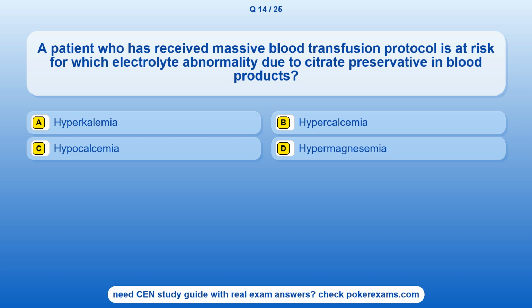Question 14. A patient who has received massive blood transfusion protocol is at risk for which electrolyte abnormality due to citrate preservative in blood products? Option A, hyperkalemia. Option B, hypercalcemia. Option C, hypocalcemia. Option D, hypermagnesemia.